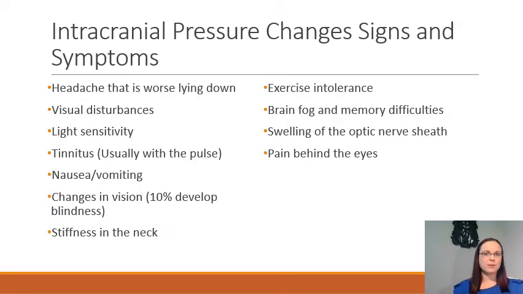Some of the signs and symptoms that we see are the headache that is worse lying down. That is typically related to hypertension, so an increase in intracranial pressure. Visual disturbances can happen with high or low pressure, as can light sensitivity and tinnitus. Tinnitus sometimes happens with the pulse, especially with intracranial hypertension. Nausea and vomiting is possible with both, changes in vision, stiffness in the neck, exercise intolerance, brain fog, memory difficulties, swelling of the optic nerve sheath, and pain behind the eyes.